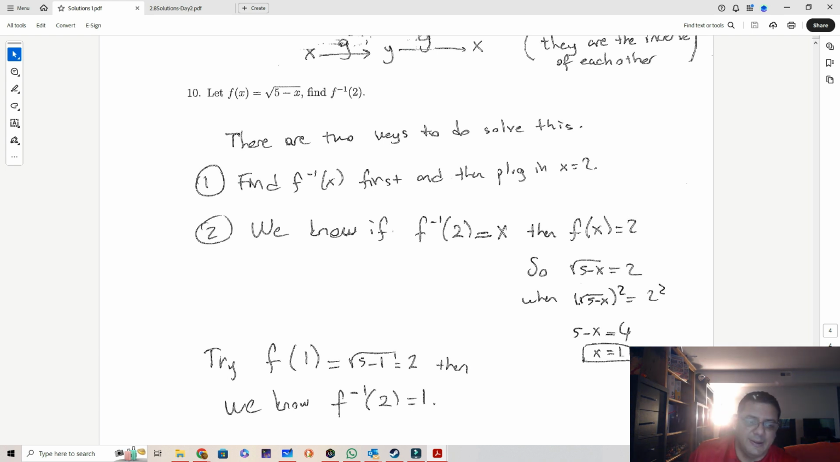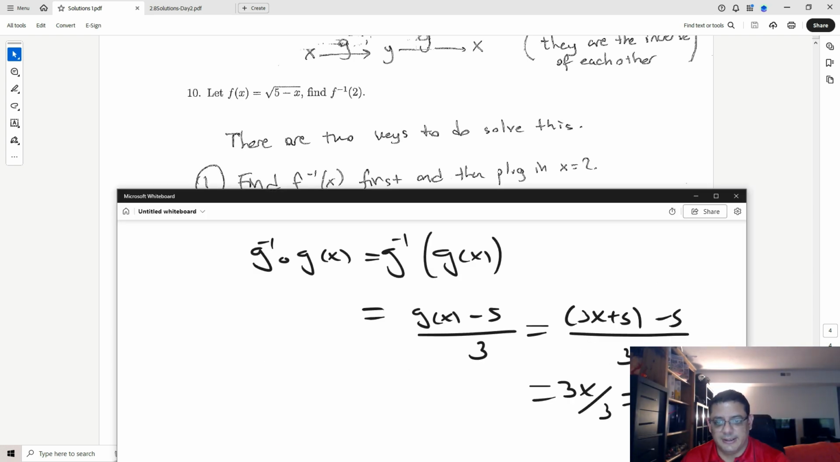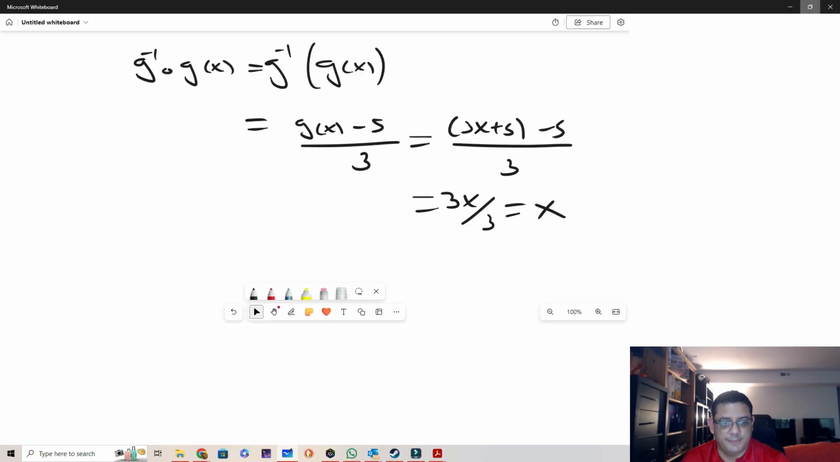So that is something that we can confirm by plugging in and seeing that f of 1 is going to be the square root of 5 minus 1, which is 2. So, indeed, f minus 1 of 2 is going to be 1. Remember, there's this dual relationship between things. Don't forget about that relationship, because it's super important.